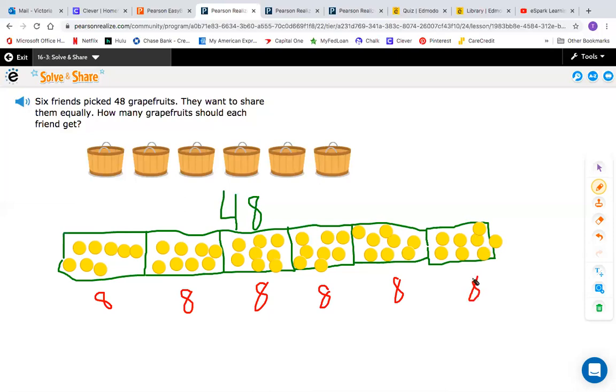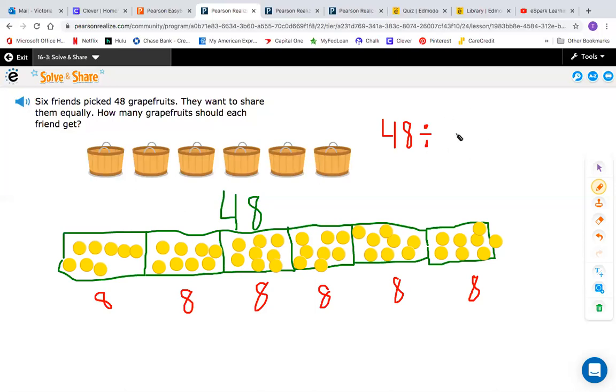Perfect. So I know I didn't make any mistakes because everyone had the same amount and because I made sure I had 48. So when I do 48, that's my total number, right? That's how many grapefruits I have in total. Then I do divide, right? Divided by, which means how many groups of.